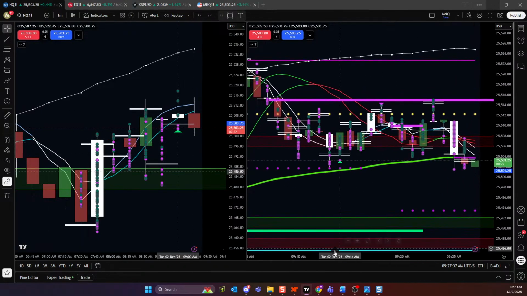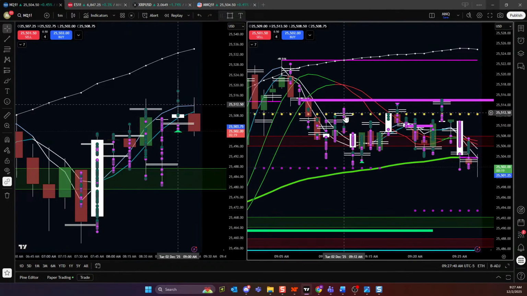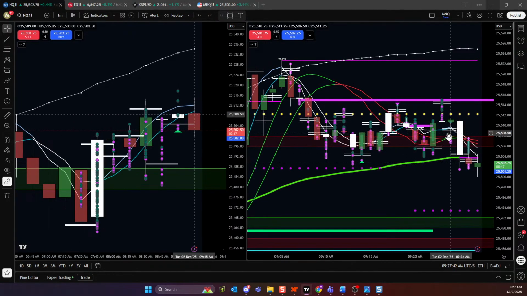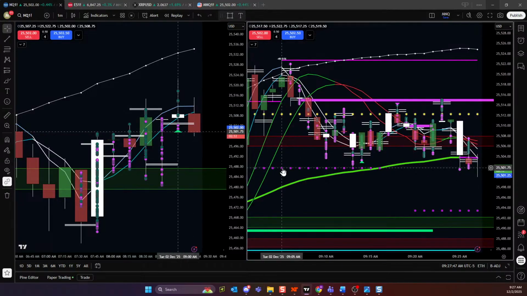No room. Look at that. Into one-to-one and it bounces. Into one-to-one and it bounces. Into one-to-one and it bounces. All from the weak side of the triggers.